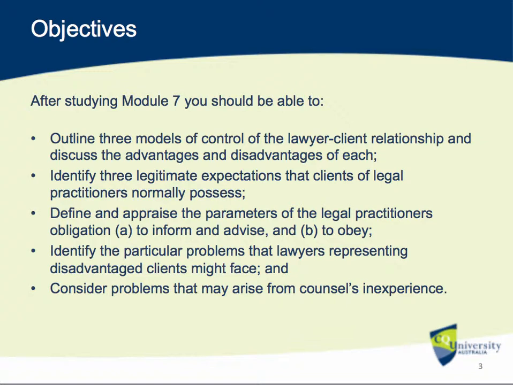The reading for this topic is Isaiah Ross, Ethics in Law, Lawyers' Responsibility and Accountability in Australia, 5th edition, Chapter 9. After studying this module, you should be able to outline three models of control concerning the lawyer-client relationship and discuss the advantages and disadvantages of each. You should be able to identify three legitimate expectations that clients of legal practitioners normally possess. You should be able to define and appraise the parameters of legal practitioners' obligations to both inform and advise, and also to obey their clients.